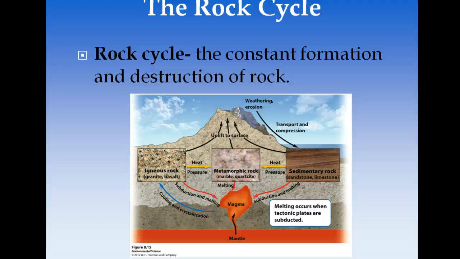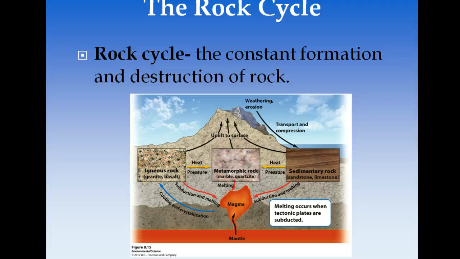relatively. The rock cycle is made up of 3 different types of rocks. You have igneous, metamorphic, and sedimentary. And the oldest rocks on Earth are about 3.7 billion years old, and they've been located in Australia. And the reason why it's hard to find really ancient rocks is because of the rock cycle.